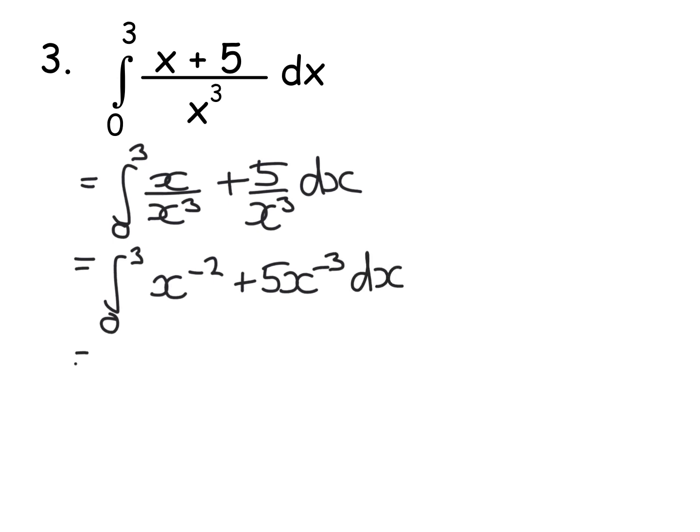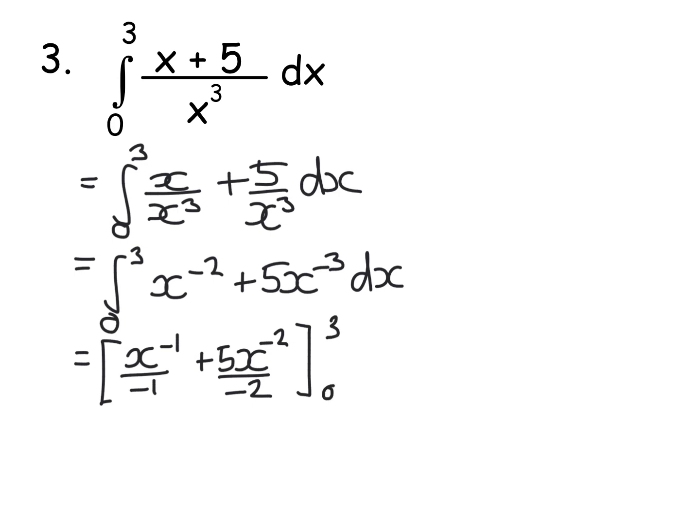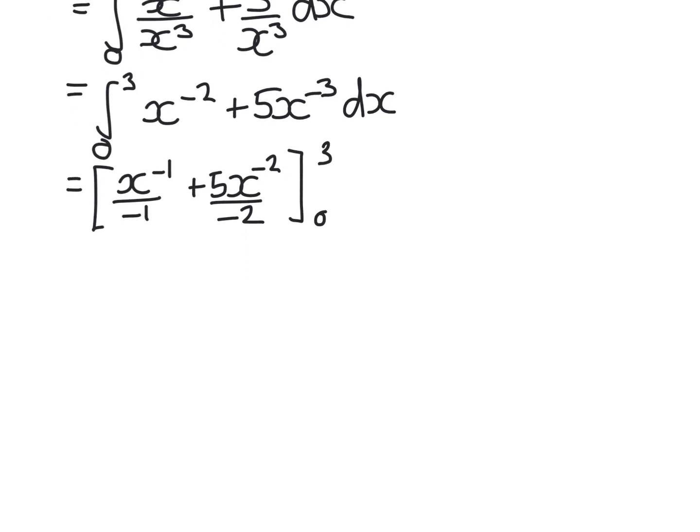Now I'm ready to integrate. So out come the square brackets now and only now. Right, increase your power, x to the minus 1, divide by minus 1, plus 5x to negative 2, divide by negative 2. Close your brackets, put on your 3 and the 0. Before I can even think about subbing in the 3 and the 0, I have to tidy this up and write everything with positive powers. So that negative 1 can come to the top, but the x can go to the bottom. Because I'm essentially dividing by minus 1, so I get minus 1 on the top.